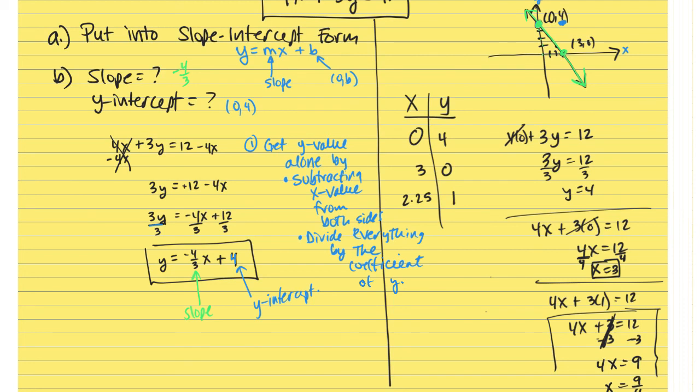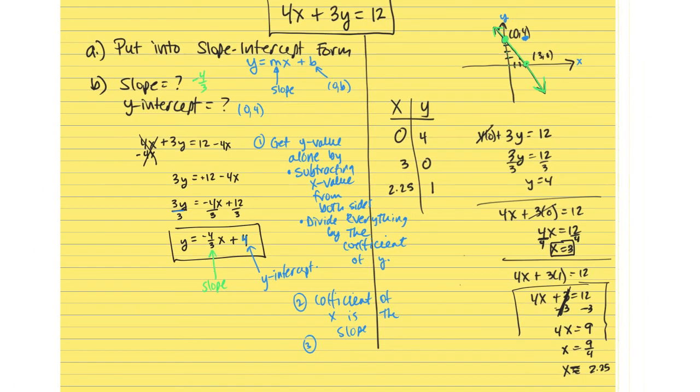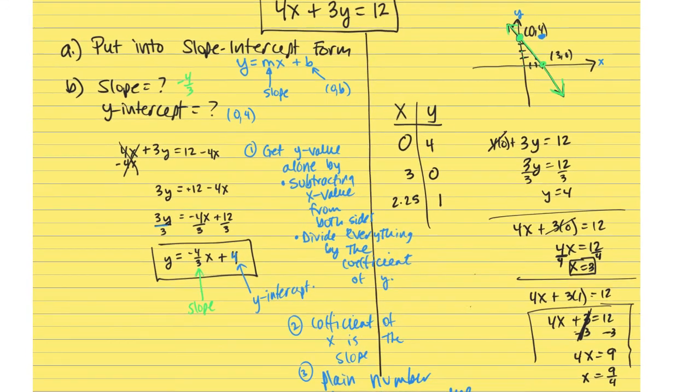And then we can just look at the equation. The coefficient of x is the slope, and the plain number at the end, that 4, is the y value of the y-intercept. Okay, there you go.